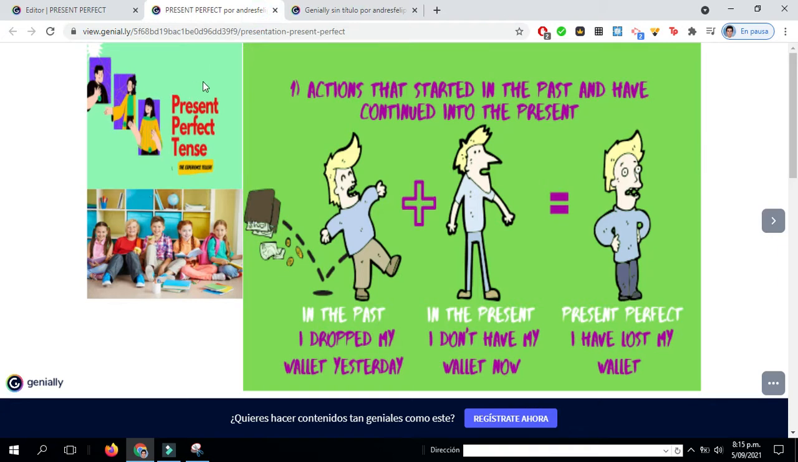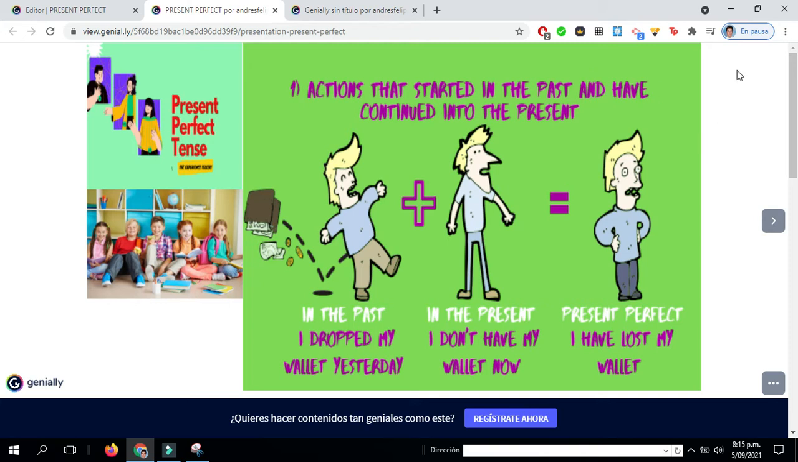The topic that we're going to study is called the present perfect tense. This is one of the most important topics when speaking English in real life. So when I use the present perfect tense, pay attention to this. I use the present perfect to talk about actions that started in the past and have continued into the present.